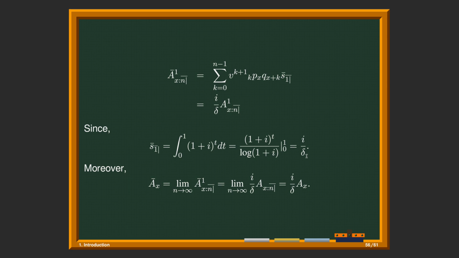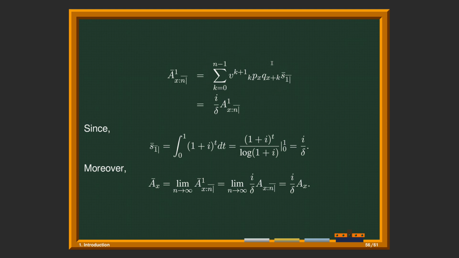Remember that log of 1 plus i is equal to delta. Okay? Log of 1 plus i is equal to delta. So at 1, this is 1 plus i to the 1 minus 1, so the 1 cancels out, leaving you with i in the denominator. By the way, the denominator is a constant with respect to t, right? So it's actually just delta. So it's i over delta.